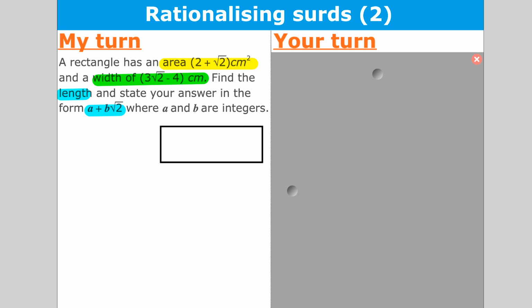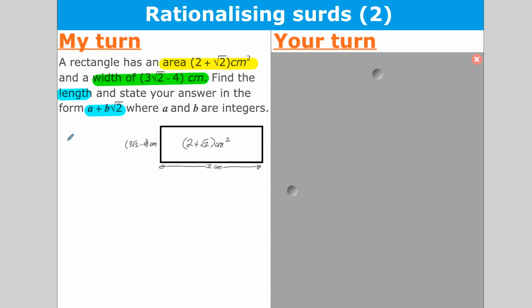So what we're told is that the area is 2 plus root 2 centimeters squared. We're also told the width is 3 root 2 take away 4. So 3 root 2 take away 4 centimeters there. And we're asked the length. Because we don't know the length, let's just call it x, right? So this length here, let's call it x centimeters, and we're trying to find it out. Now, what we do know for a rectangle is that the length times the width would give us the area.